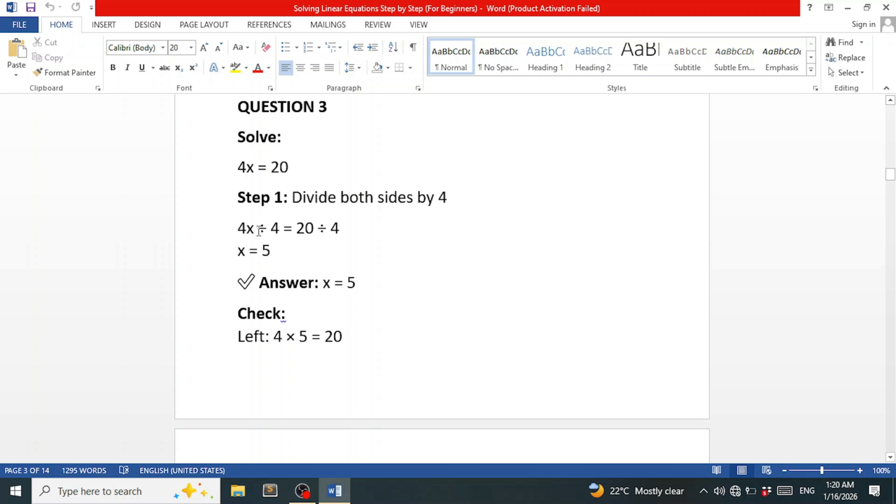4x divided by 4. 4 is going to cancel with this 4 because 4 divided by 4 you get 1. 1 times x, you get this x. 20 divided by 4, you're going to get 5. How do I get that? You can go on your calculator and when you get 20 divided by 4, you have 5. But if you're not allowed to use a calculator, then it's very simple. This is like asking which number can you multiply by 4 to get 20, and that is 5.